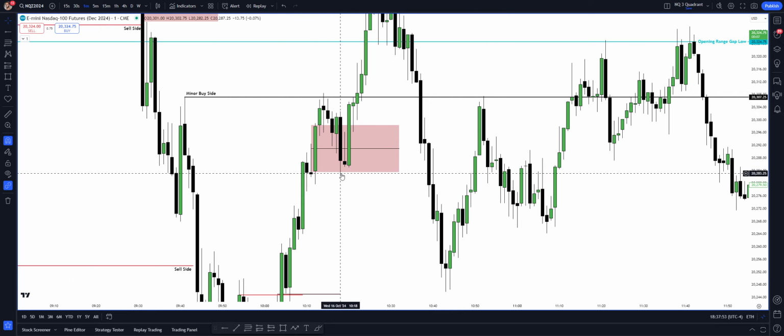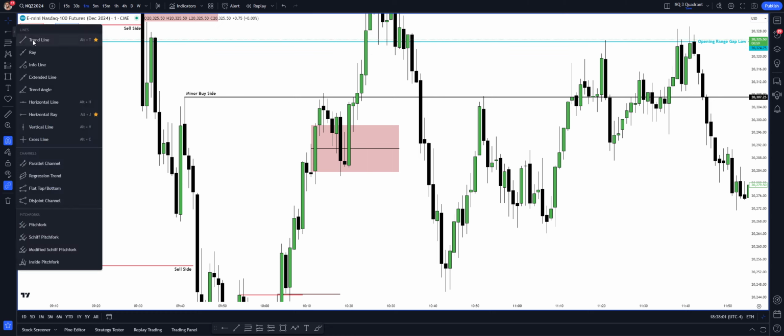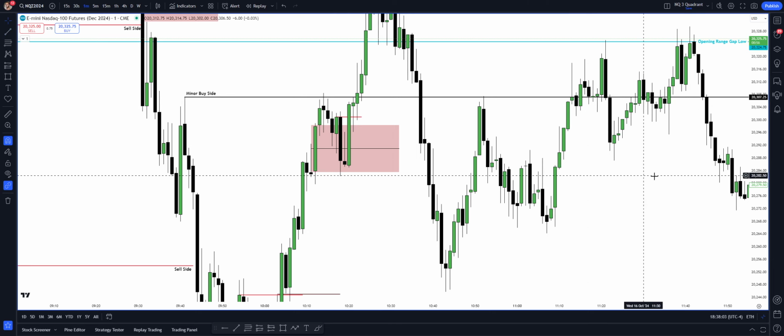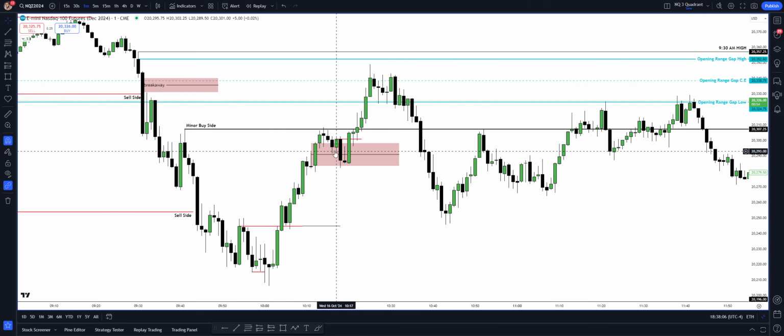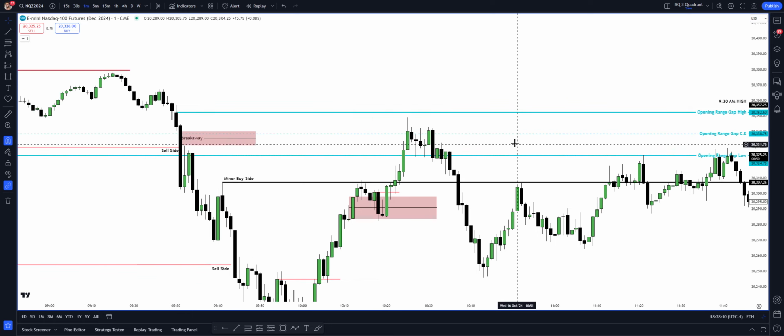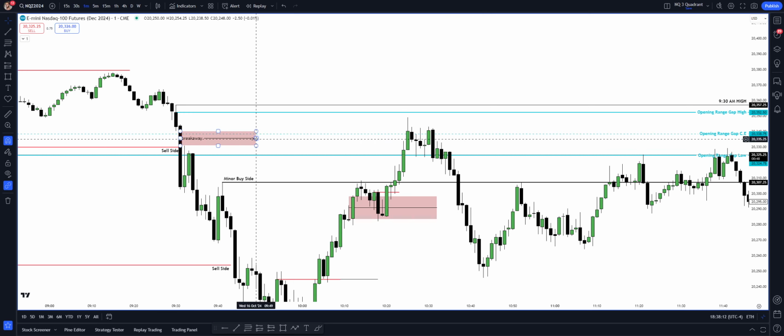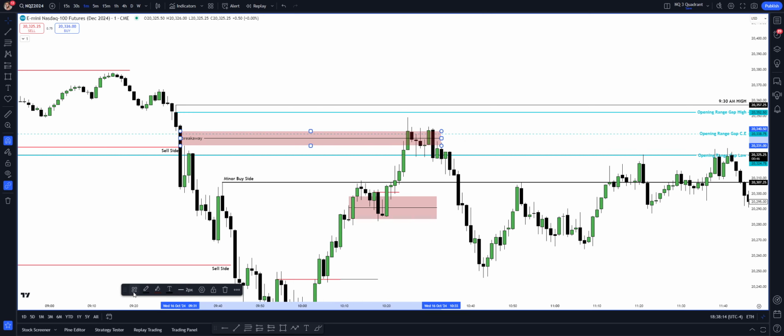It retraced all the way down to the fair value gap's low, the BC low, and then rallied one more time. There's a new breaker block here, could also be used, and essentially it got into the open range gap, stalled at the open range gap CE and the old breakaway gap.